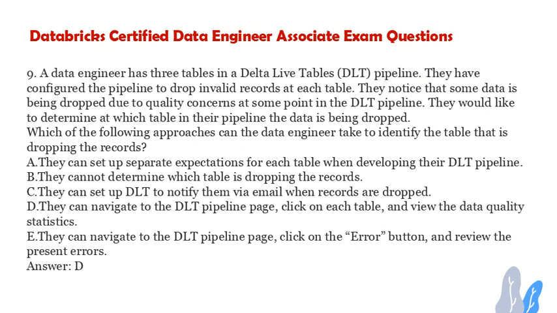A. They can set up separate expectations for each table when developing their DLT pipeline. B. They cannot determine which table is dropping the records. C. They can set up DLT to notify them via email when records are dropped. D. They can navigate to the DLT pipeline page, click on each table, and view the data quality statistics. E. They can navigate to the DLT pipeline page, click on the Error button, and review the present errors. Answer: D.